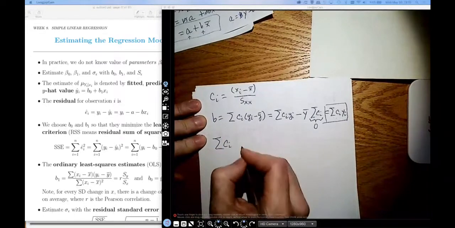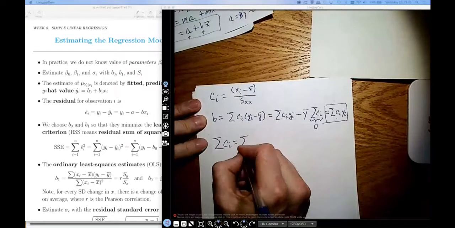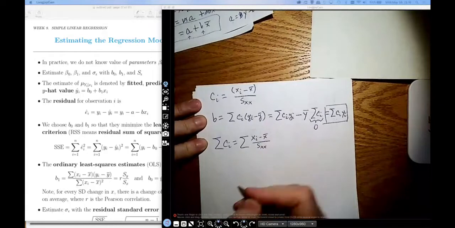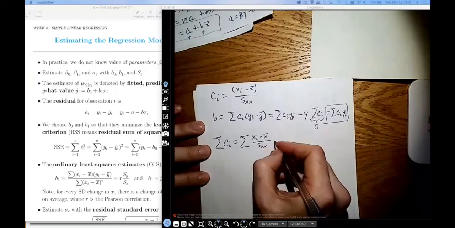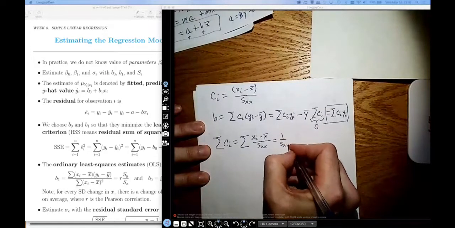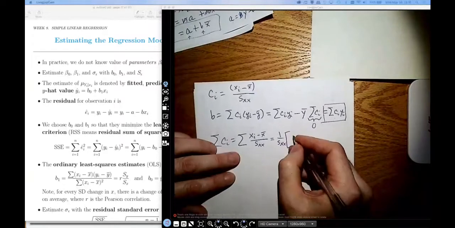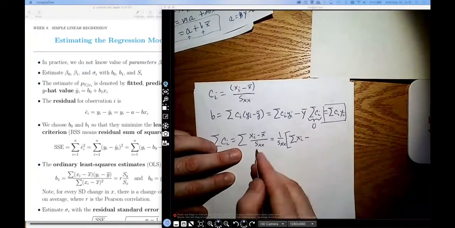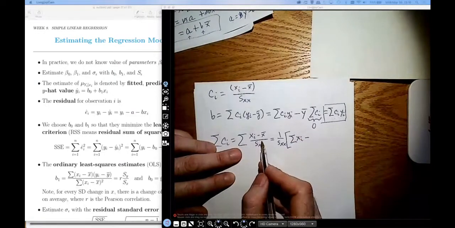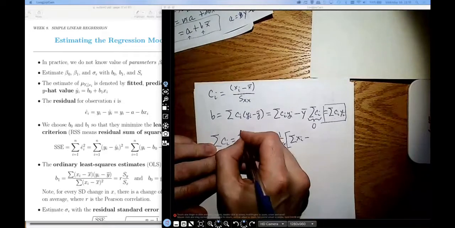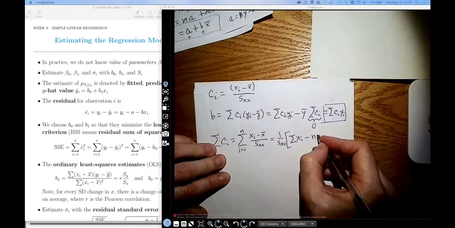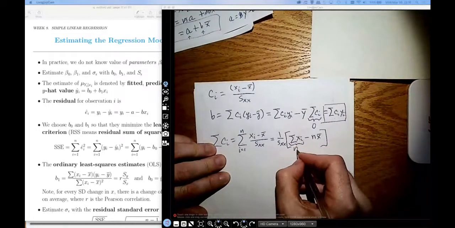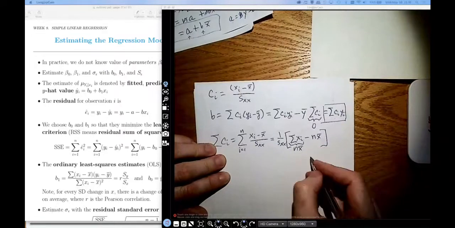The sum of the Ci will equal the sum of, well, xi minus x bar all over Sxx. So I'm going to pull Sxx out. And then what do we have in here? Well, we have the sum of xi minus the sum of x bar, and this sum ranges from 1 to n. So this is really just n x bar. Well, what is the sum of xi? That's also n x bar. So this thing is 0.